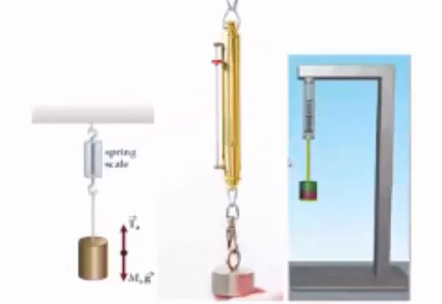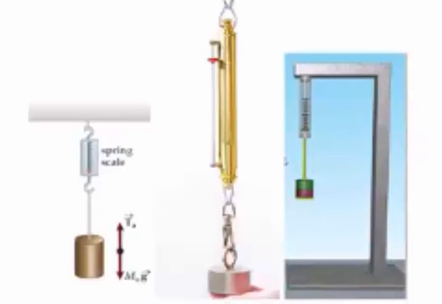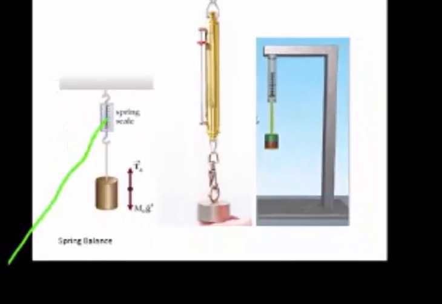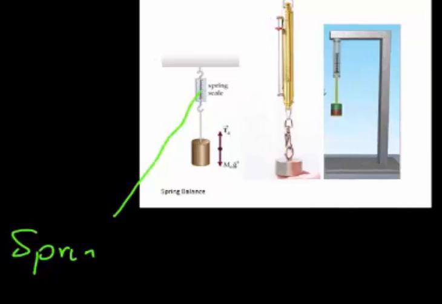The first measuring instrument we have on the board is the spring balance. If you look at the diagram on the board, we have three diagrams of spring balance there. They are all used for measuring the weight of an object. This is the spring balance diagram. Now this is the spring scale. This one is called the spring scale. And this is the load.